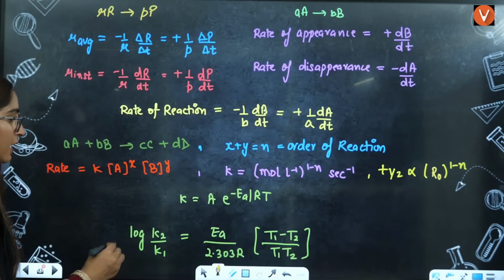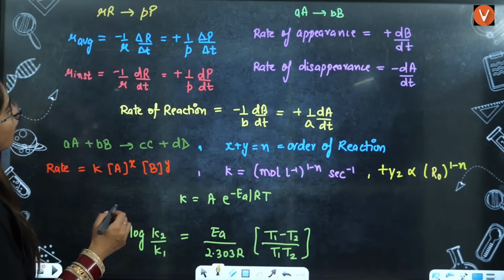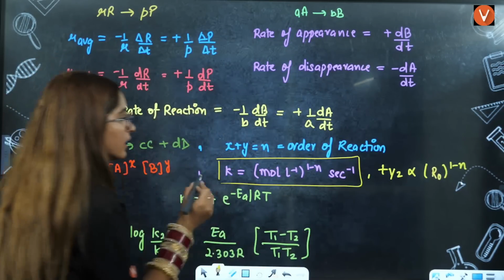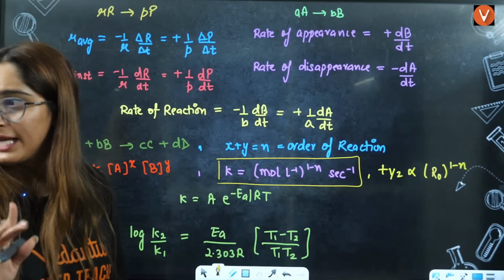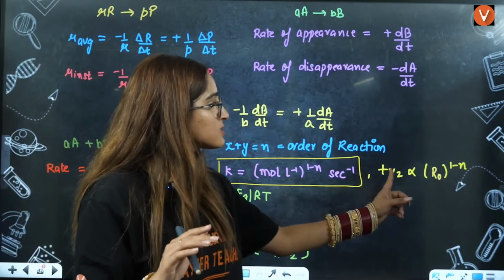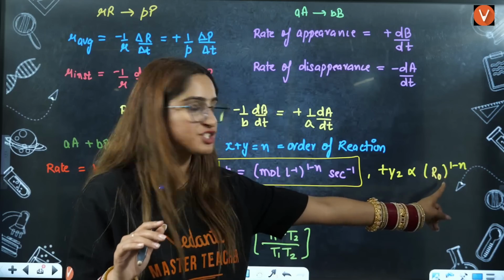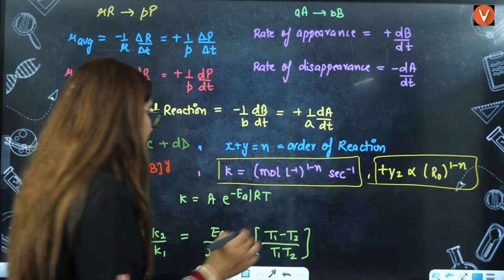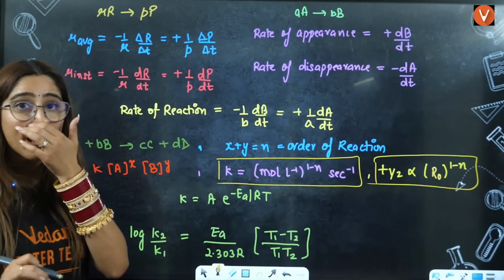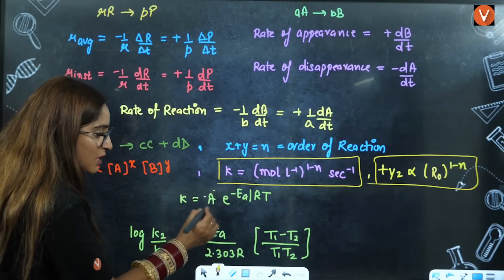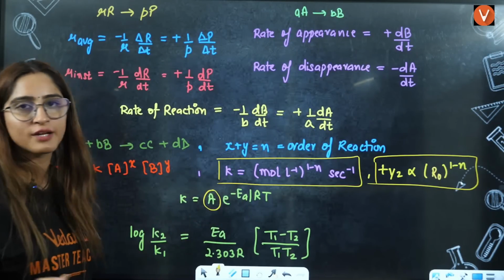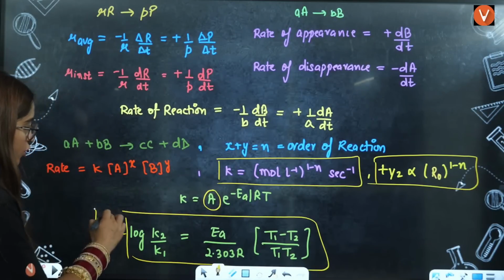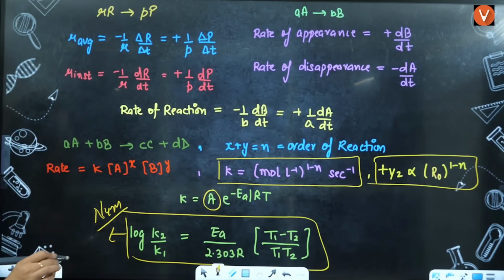Second, you have this formula. Wait a minute. This formula is directly for the units of the rate constant if any order is given to you. This is the dependence of t half on initial concentration if any order is given to you, right? Very important formulas. Then you have the Arrhenius equation, k is equal to A e to the power minus Ea by RT, where A is the Arrhenius constant and Ea is the activation energy. From this we also got this equation from where numerical-based questions are asked, right?